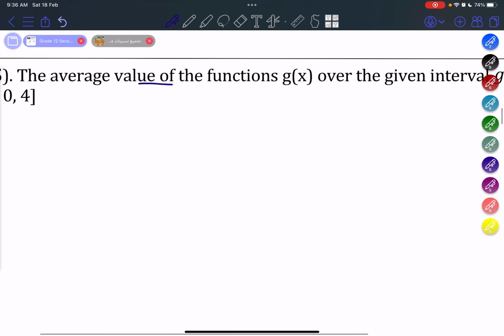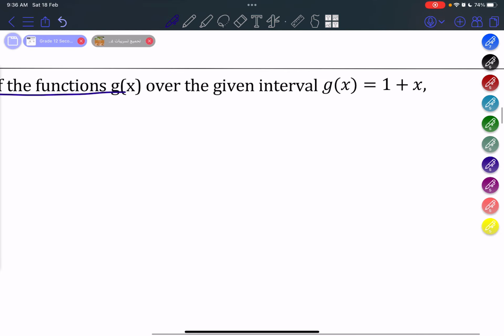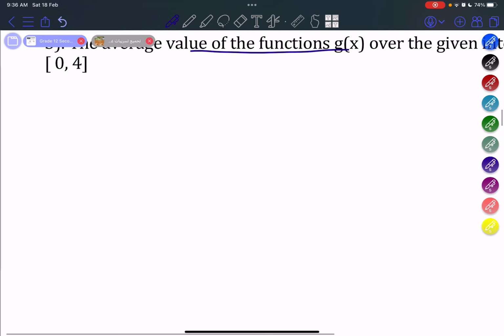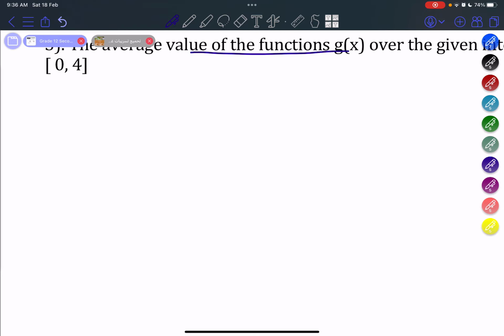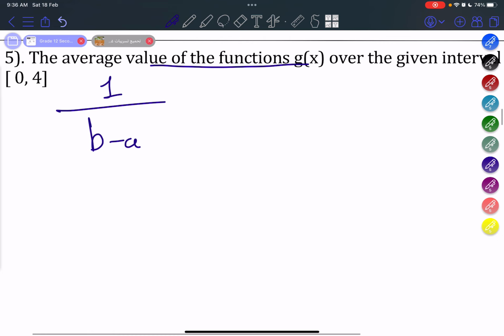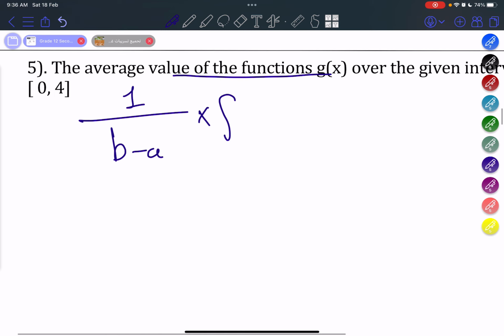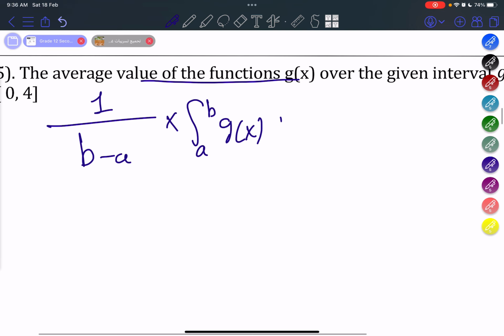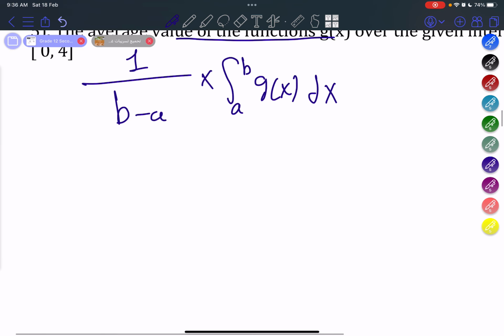The average value of the function. They want us to find the average value over the given interval, where g of x is 1 plus x. Now, what is the rule for the average value? The average value rule basically states 1 over b minus a, times the integral from a to b of g of x dx. Now let's sub in our numbers.